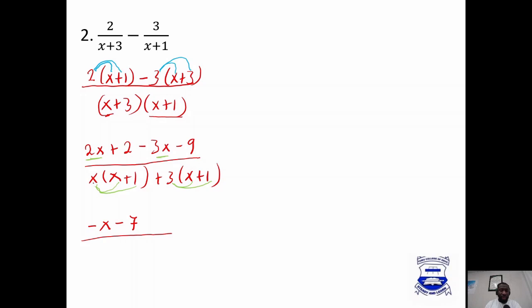All over, we have x multiplied by x is going to give us x squared. Then x multiplied by 1, we have x. Now we have 3 multiplied by x, give me 3x. Then I have 3 multiplied by 1 is going to give me what? 3. Right? So we're moving on.